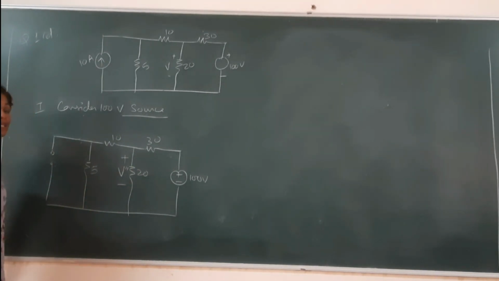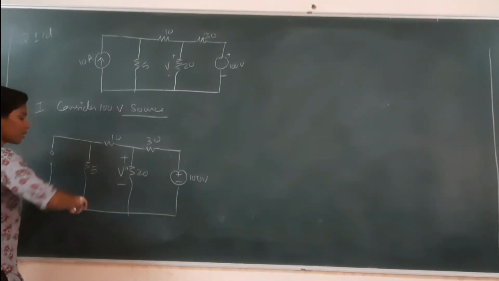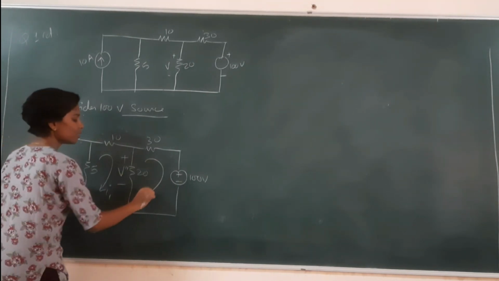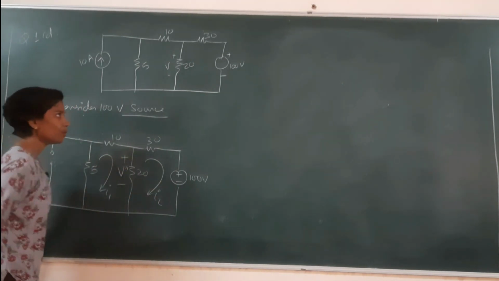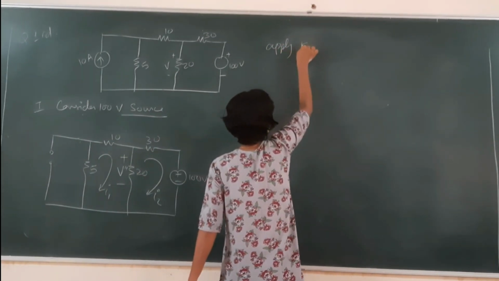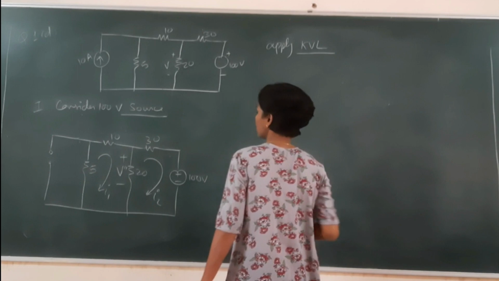For this step we will consider it as V double dash. Now what technique can we apply? I am applying the mesh analysis here. This is my first mesh, second mesh, I1 and I2. Applying what next? KVL. Okay, applying the KVL equation here.